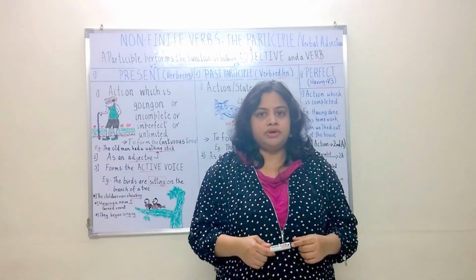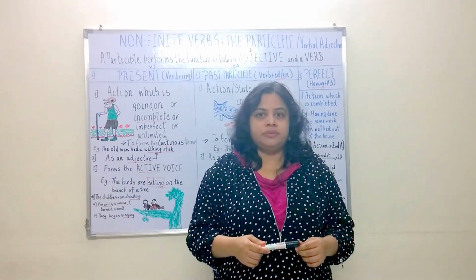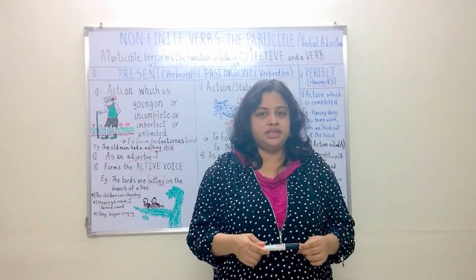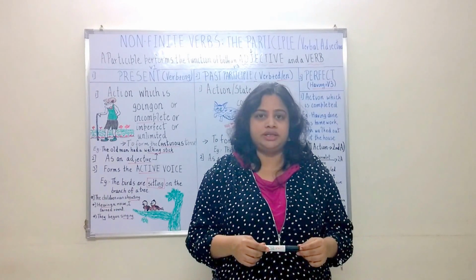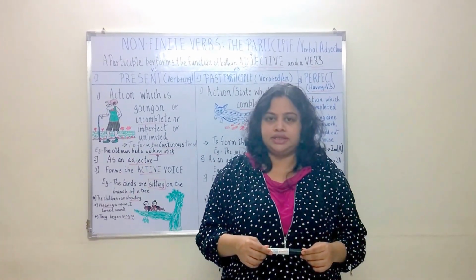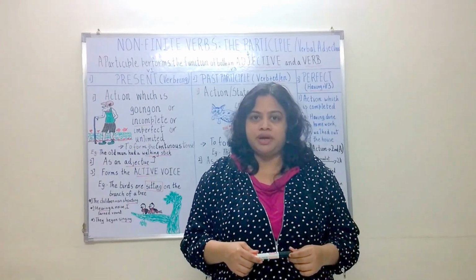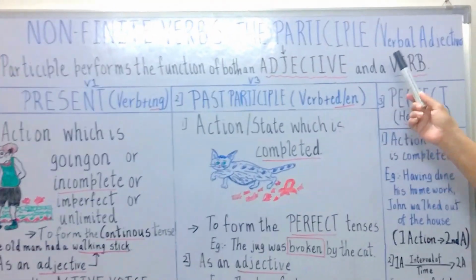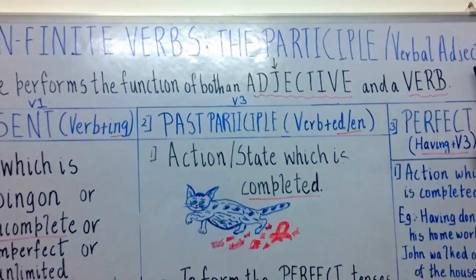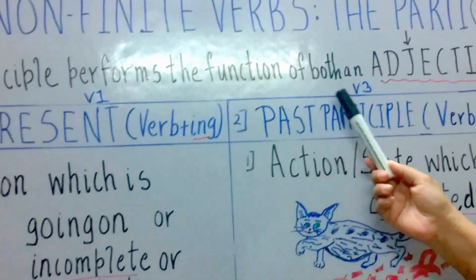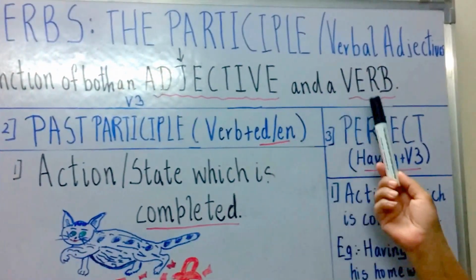We also remember that a non-finite verb can never be used by itself in a sentence. We always need a finite verb to make the sentence complete. Now let us see about the participle. What is a participle? We also call participle as the verbal adjectives. The definition of participle is: a participle performs the function of both an adjective and a verb.